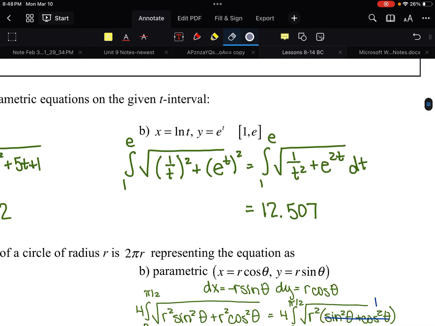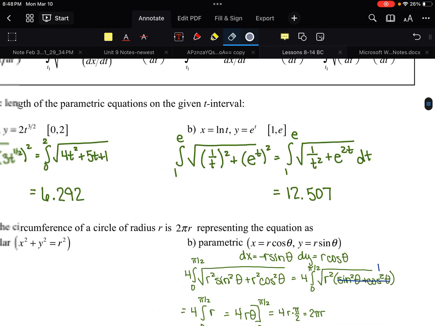On this one, same thing. The derivative of x is, the derivative of natural log t is 1 over t. The derivative of e to the t power is e to the t power, because the derivative of 1t is just 1. Square each one. And then I used the calculator on this one also and got 12.507.